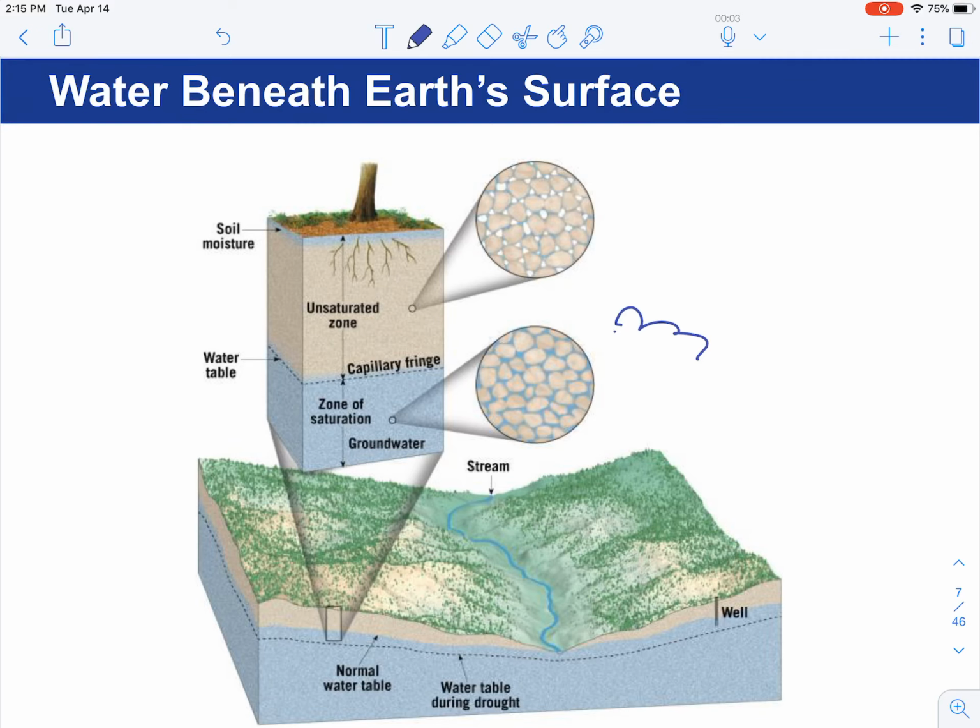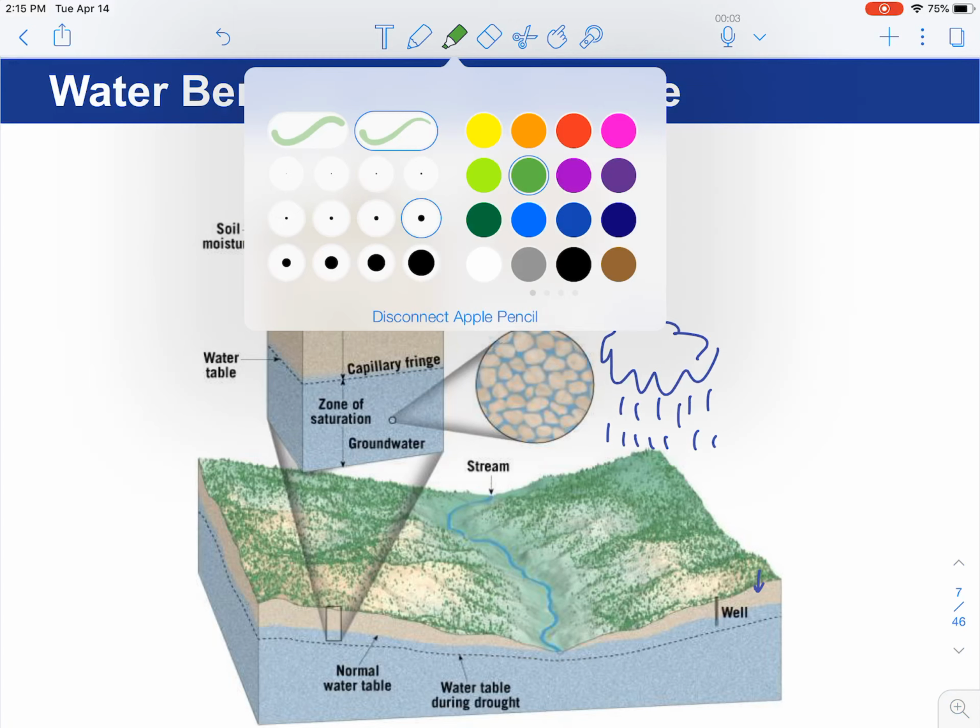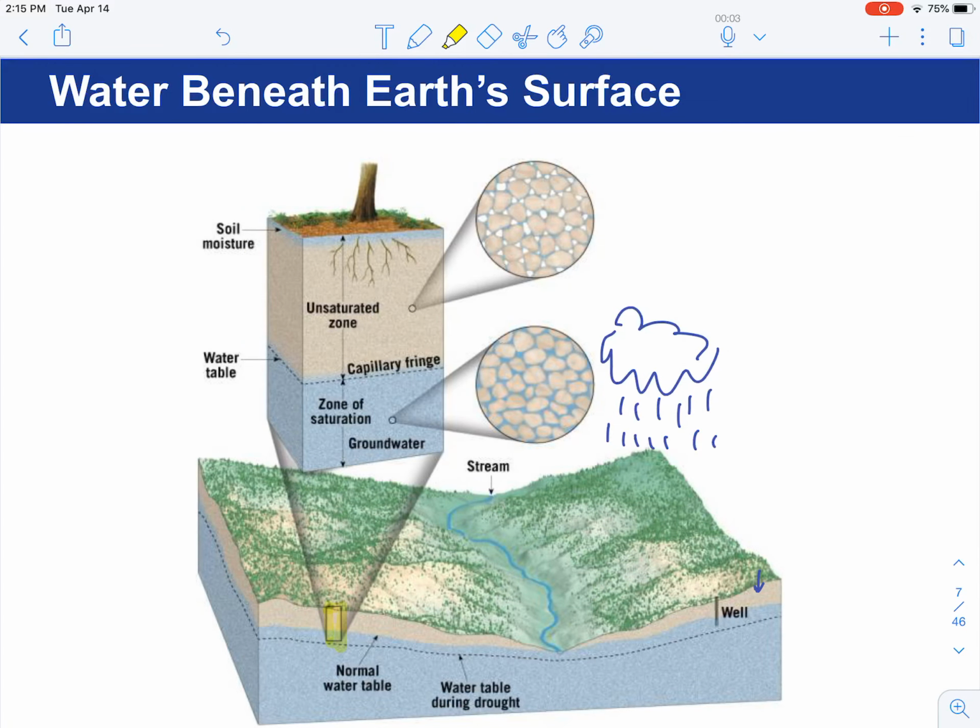So imagine it rains really hard like it did over the weekend, right? And so all this rain falls to the ground and it seeps down through the soil at the surface and then down through sediment and rock beneath it, and it starts to fill up this zone of saturation. So I don't know if you guys can see this, but this little block here is the same as this guy blown up. So we have 2 areas here. We have the blue area and then the beige area.